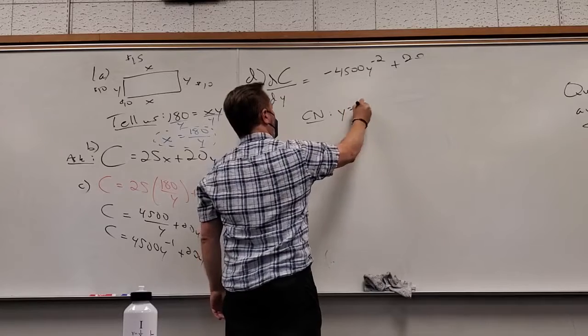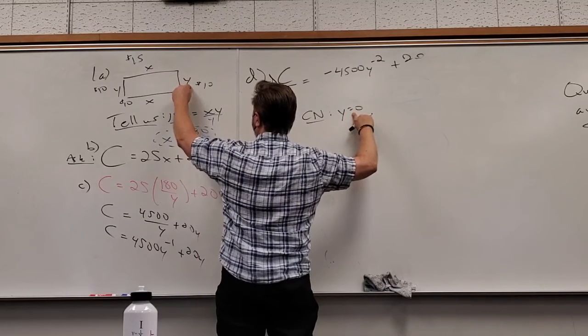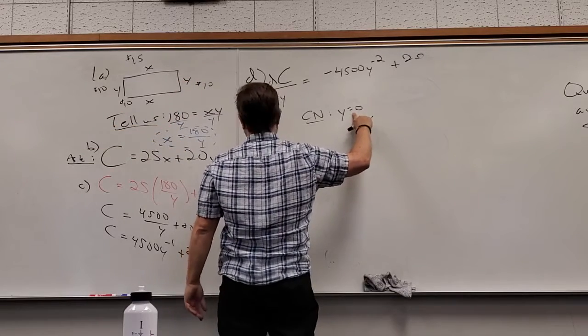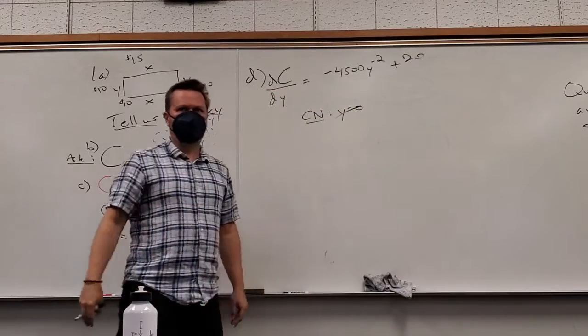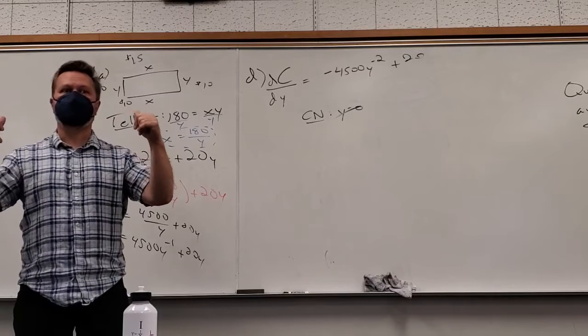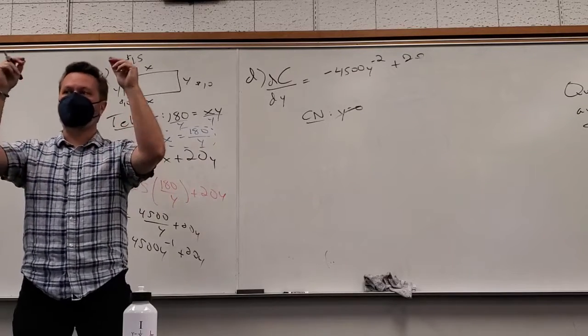0. Is 0 a valid answer? If I make this side 0, what would the area be? It would be a line, so what would the area be? 0. So I throw that out because this is a physical problem. I can always throw things out that don't make physical sense if I'm in a physical problem.